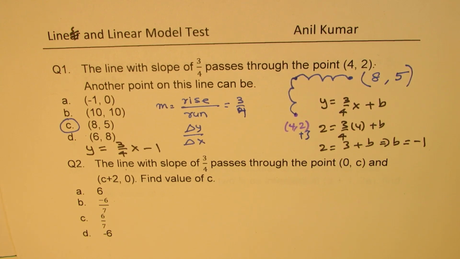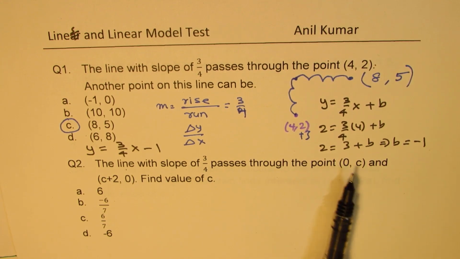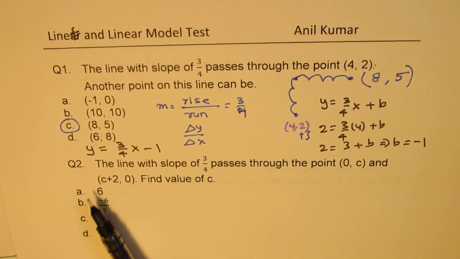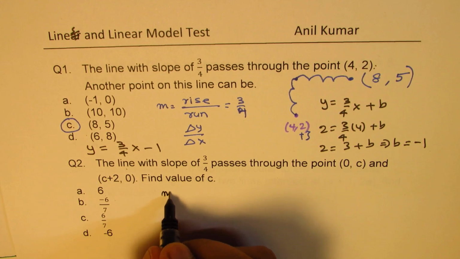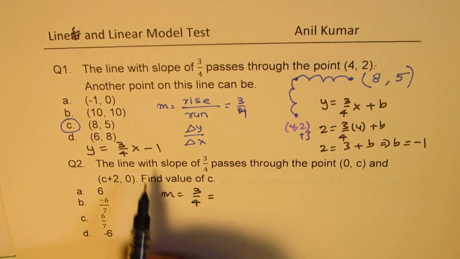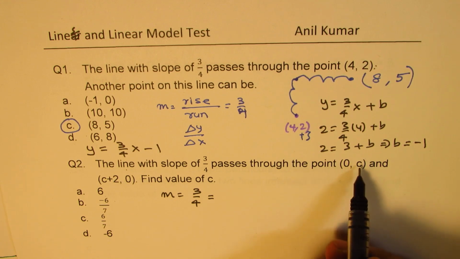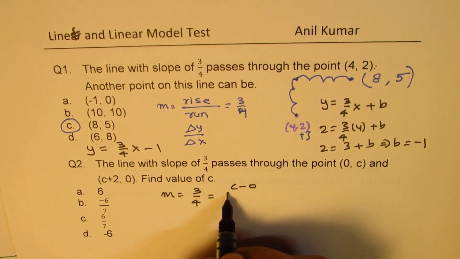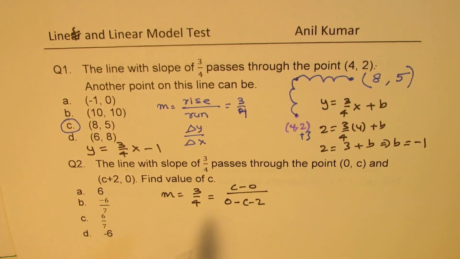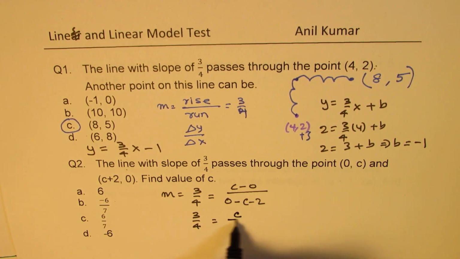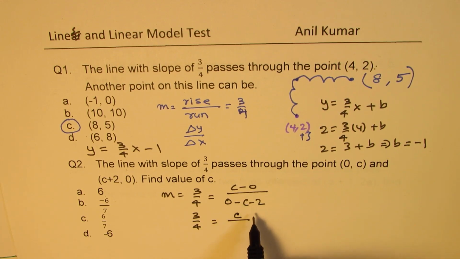Now let's get to question number 2. The line with slope 3/4 passes through the points (0, c) and (c + 2, 0). Find the value of c. So in this case, we are directly given the slope, which is 3/4, and the line passes through these 2 points. That means we can do (c - 0) divided by the x value change, which is 0 minus (c + 2), taking away both. So we get 3/4 = c over -(c + 2).